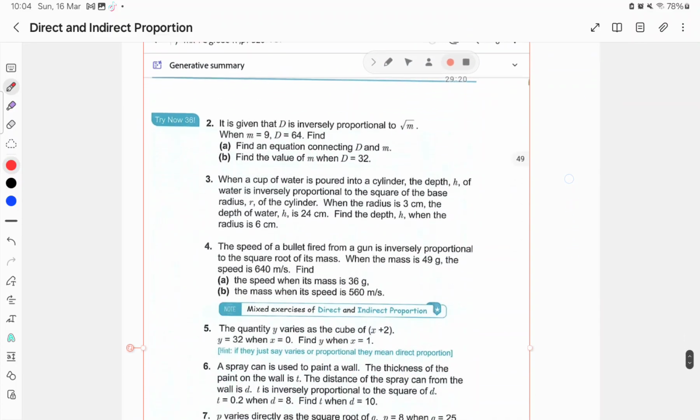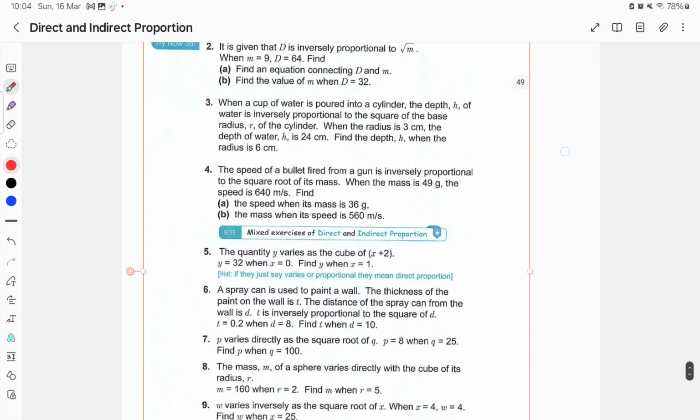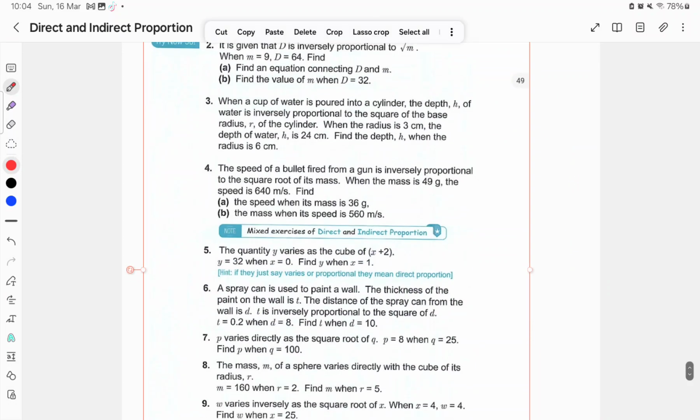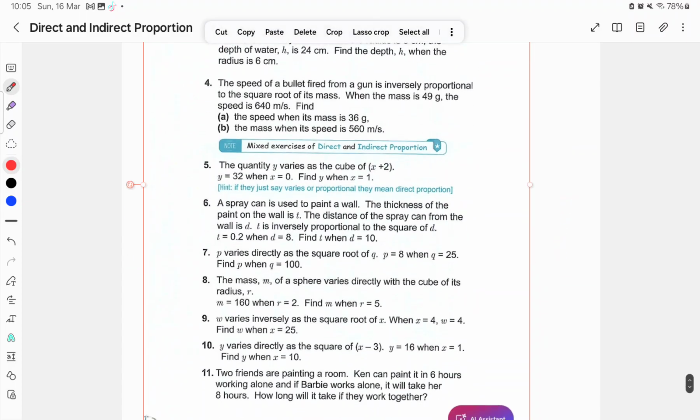So you can see here we have equations. We're going to choose from one of these questions, even the one that says, okay, I want the direct proportional questions. P varies as the square root of Q, and P is equal to 8. Okay, number 7, M is the cube of this radius. I want us to look at number 8.